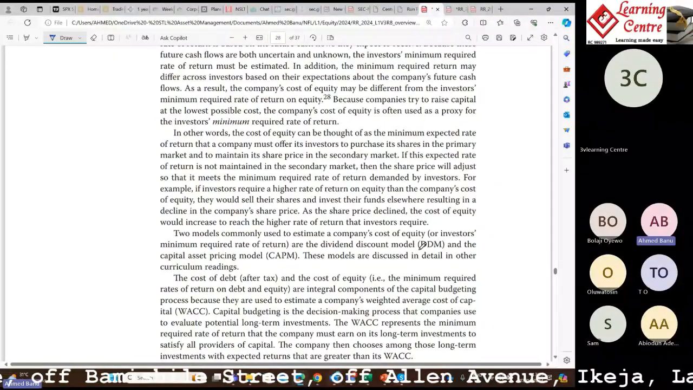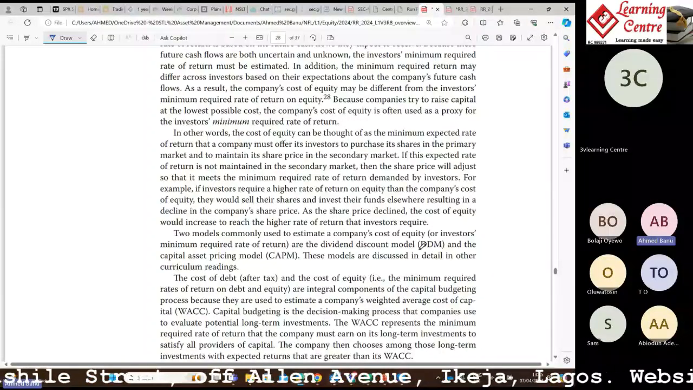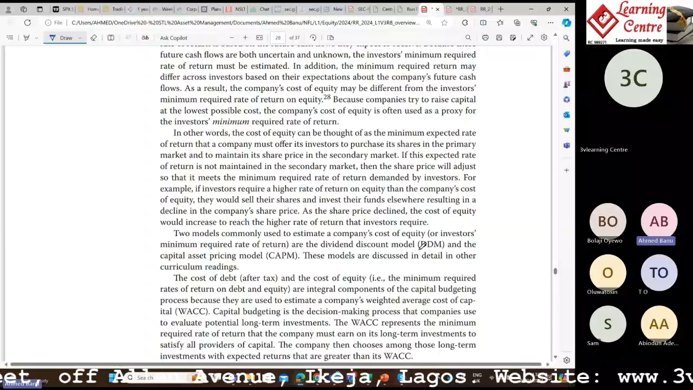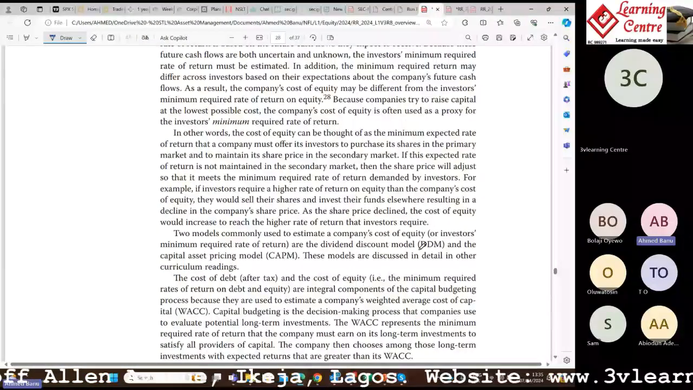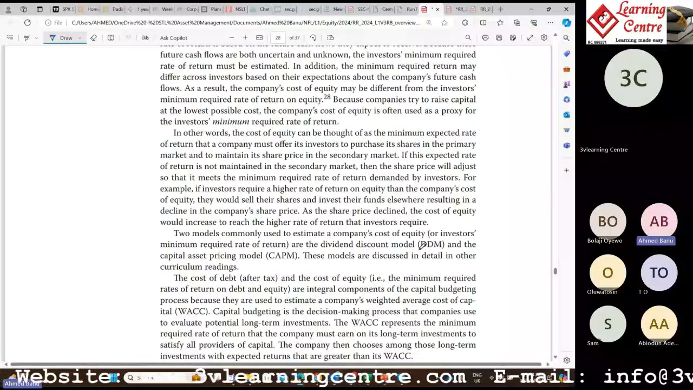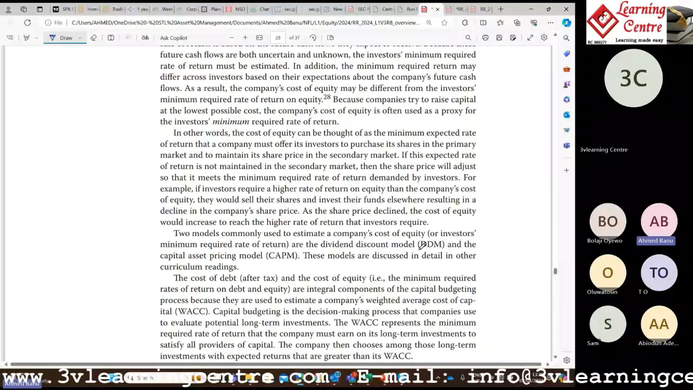For example, if investors require a higher rate of return on equity than the company's cost of equity, they would sell their shares and invest these funds elsewhere, resulting in a decline in the share price. As the share price declines, the cost of equity would increase to reach the higher return on equity that investors require.